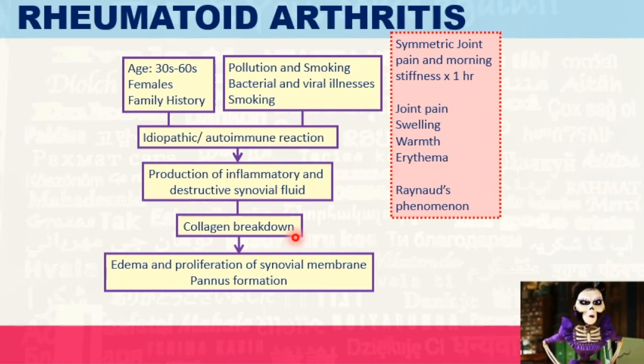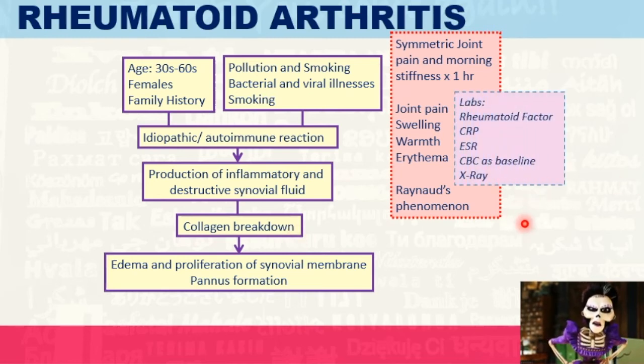Patients with rheumatoid arthritis would be experiencing symmetric joint pain in the morning, especially morning stiffness, which would last for about an hour. There will be joint pain still, there will be swelling, there will be warmth, and there will be erythema, all signs of inflammation. And there will be Raynaud's phenomenon. Take note, it could be cold or stress-induced vasospasm, or a vasospastic episode. When I say vasospasm, it is the tendency of your blood vessels to abruptly shut down or close. This would lead to episodes of digital blanching or cyanosis.